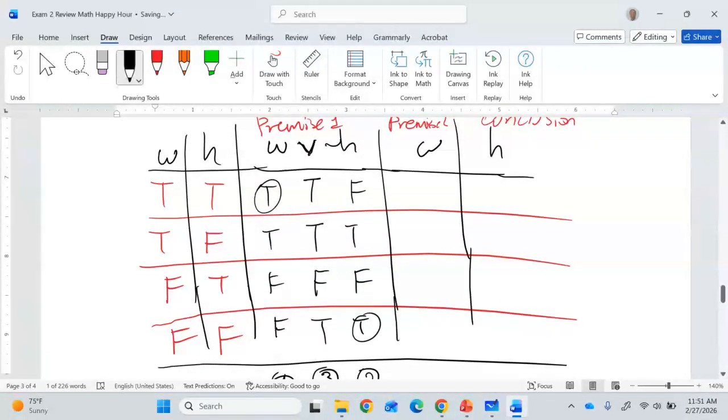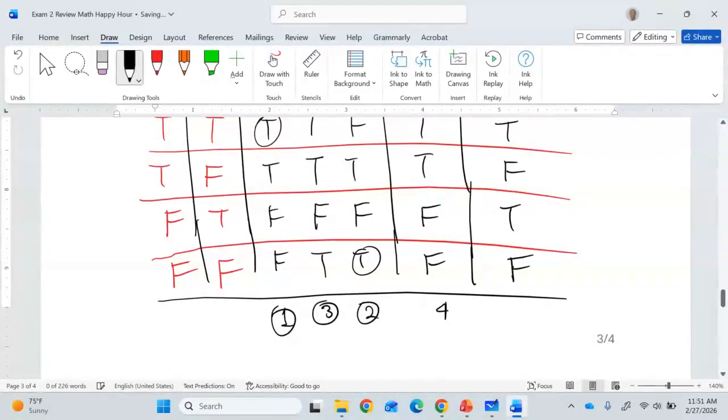Now I go on to premise 2. Since premise 2 and the conclusion is just the letters, I copy the same values: true, true, false, false. And then for H it would be true, false, true, false. Okay, I did the table. So that was 3, 4, and 5.